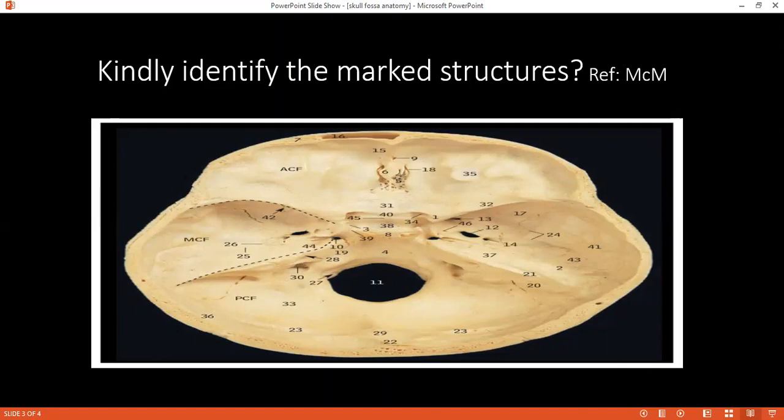Okay, can you tell me which one is the trigeminal impression for the trigeminal ganglion? 44. Okay, good. All right. Can you please tell me what attaches to the styloid? Yes, the structures attached to the styloid process are the styloglossus muscle, stylohyoid, and stylopharyngeus, and the stylohyoid ligament.